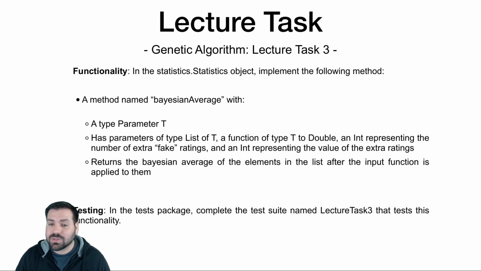Now with these doubles, we know how to work with doubles. They're just numbers, and we can do our math or our arithmetic. We can add these extra ratings to that list of doubles that we have, and then compute the average.